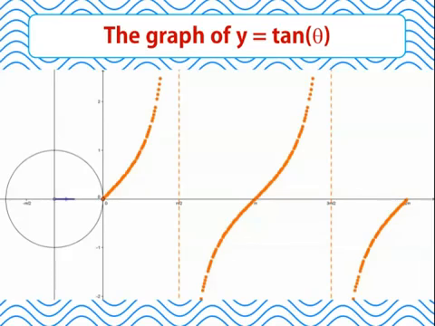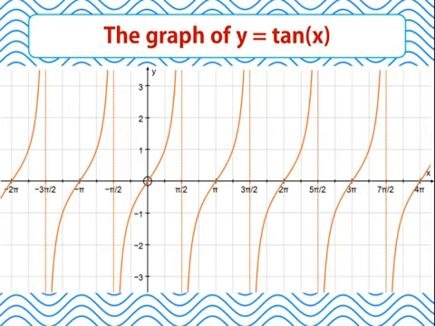And similarly, we could have kept going around the circle, we could have gone in a negative direction around the circle, and we can generate this infinite function, y equals tan x, that goes on and on and on. X can approach infinity and negative infinity.